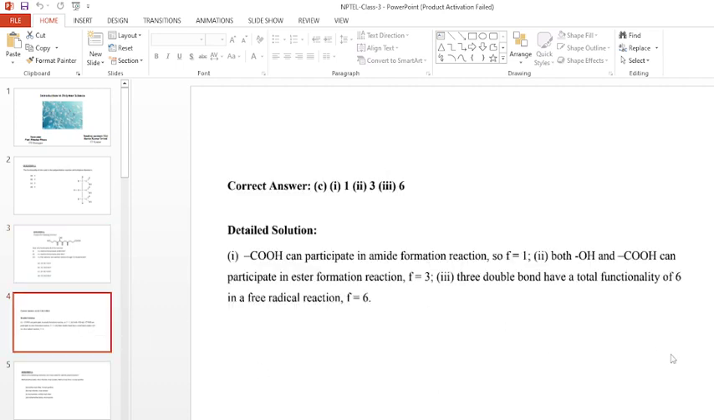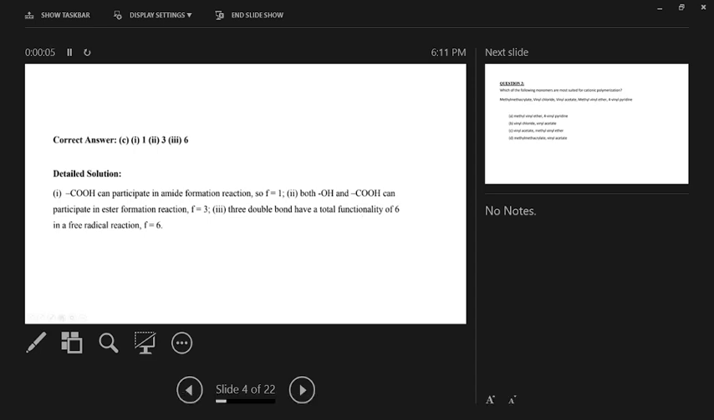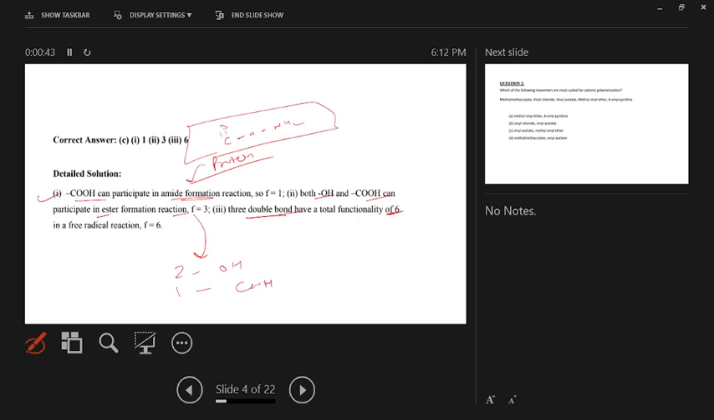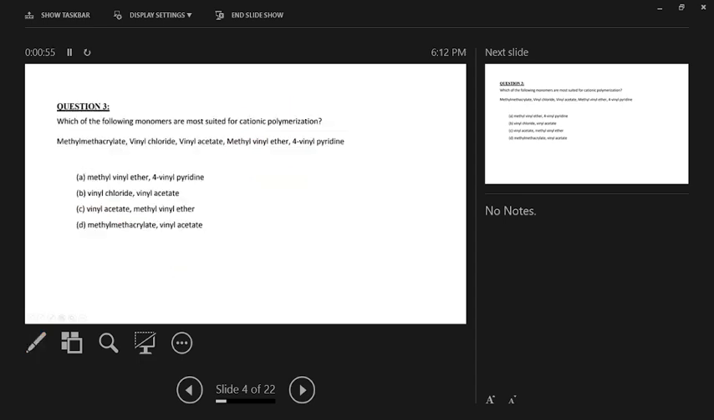It is written here, which I explained just now. The COOH group can participate in amide formation. It is very common in protein also. In protein also, this type of bond is made, which is called an amide bond. Then both OH and COOH can participate in ester formation. There are two OH groups and one COOH group, and they have finally three double bonds. So for the double bonds there are six functionalities. For ester formation there are three functional groups, and for COOH participation, or we can say amide formation, there is only one functionality. Question number 3.